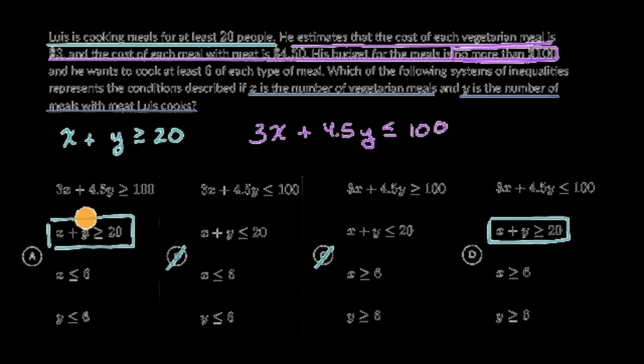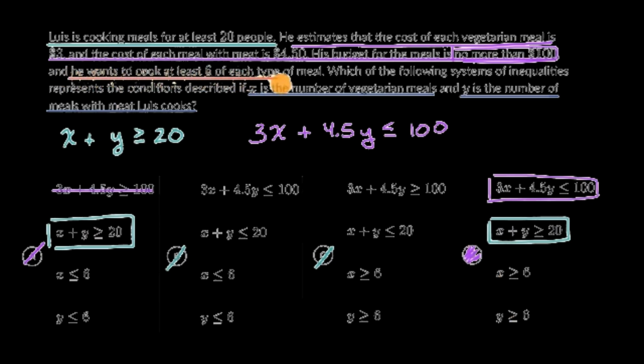And so let's see. Over here, we have 3x plus 4.5y is greater than or equal to 100, so we can rule choice A out as well. And just by deductive reasoning, we see choice D does have that in there, so this must be the answer. But let's keep going to make sure that these other constraints work. We are also told he wants to cook at least 6 of each type of meal. So that means that X, the number of vegetarian meals, has to be greater than or equal to 6.